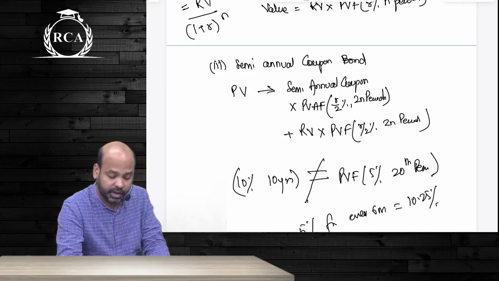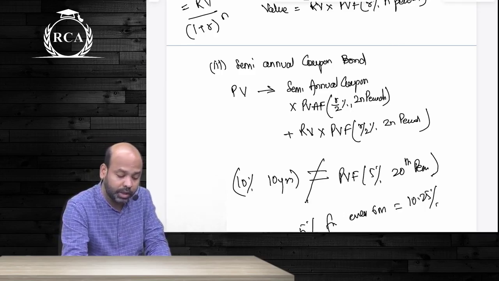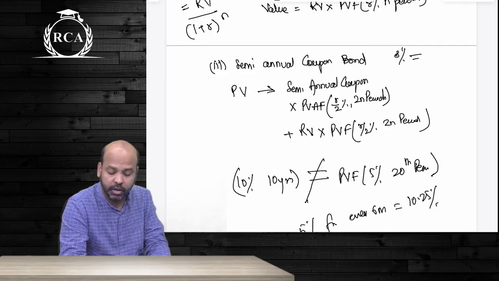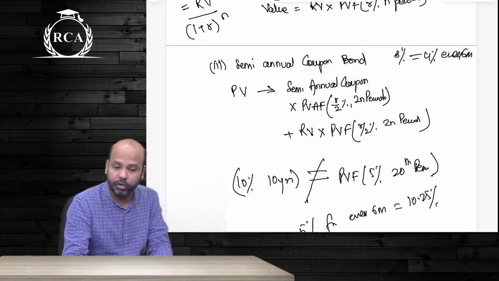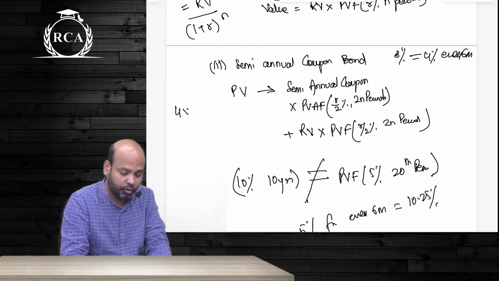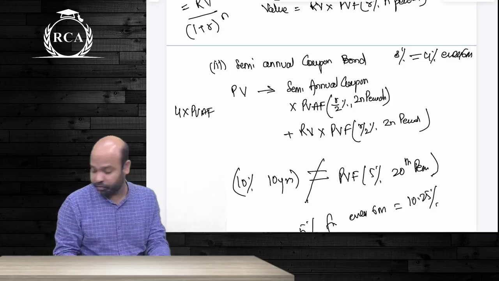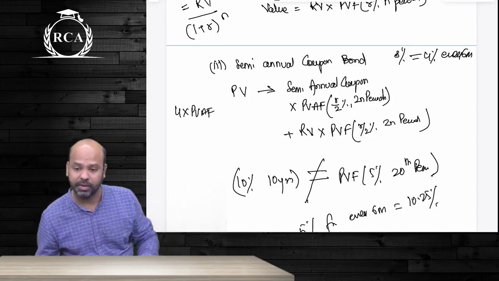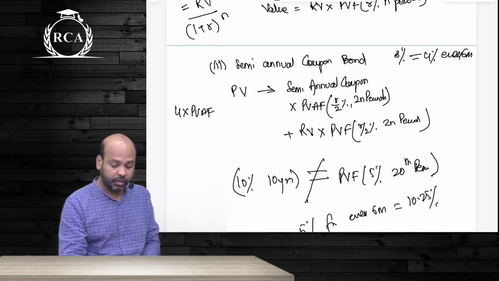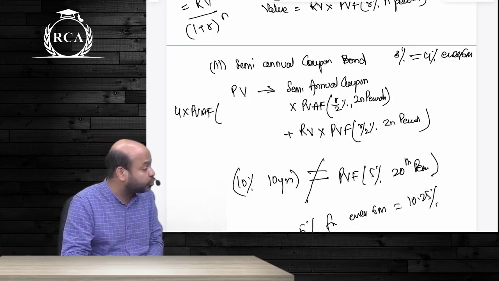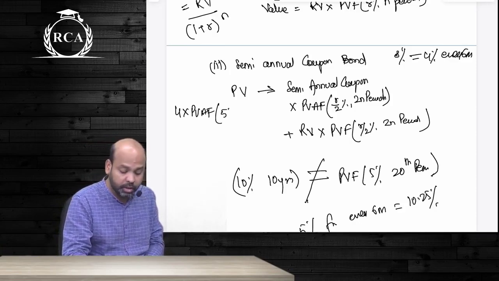4 rupees. 8% is your annual coupon, guys. So you are going to receive 4% every 6 months. So the value of a semi-annual bond, beta, will become 4 rupees into PVAF. If your required rate of return, guys, let us say is 10%. If required rate of return is 10%, you have to divide that also by 2. So it will become 5%.